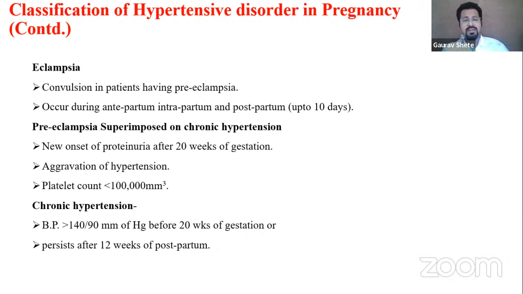Preeclampsia superimposed on chronic hypertension. There's a new onset of proteinuria after 20 weeks of gestation. There is aggravation of hypertension, and the BP was initially well controlled on say one antihypertensive. Now the BP has started shooting up. Probably have to increase the dose of the same antihypertensive, or probably even have to add one more antihypertensive. The platelet count steadily starts going below 1 lakh. Chronic hypertension is BP 140/90 before 20 weeks of gestation, or persistent after 12 weeks. So if you find the BP persistent after 12 weeks, you have to label the patient as a chronic hypertensive.